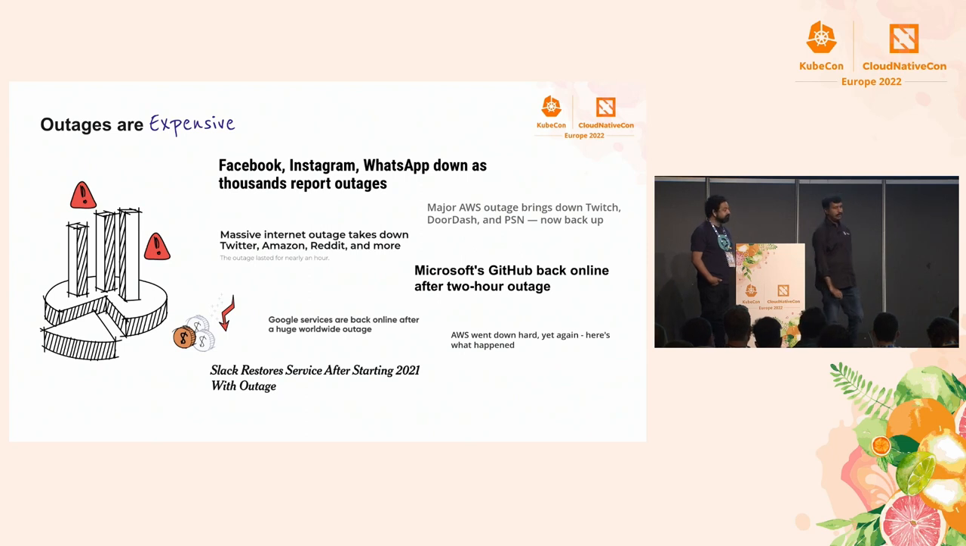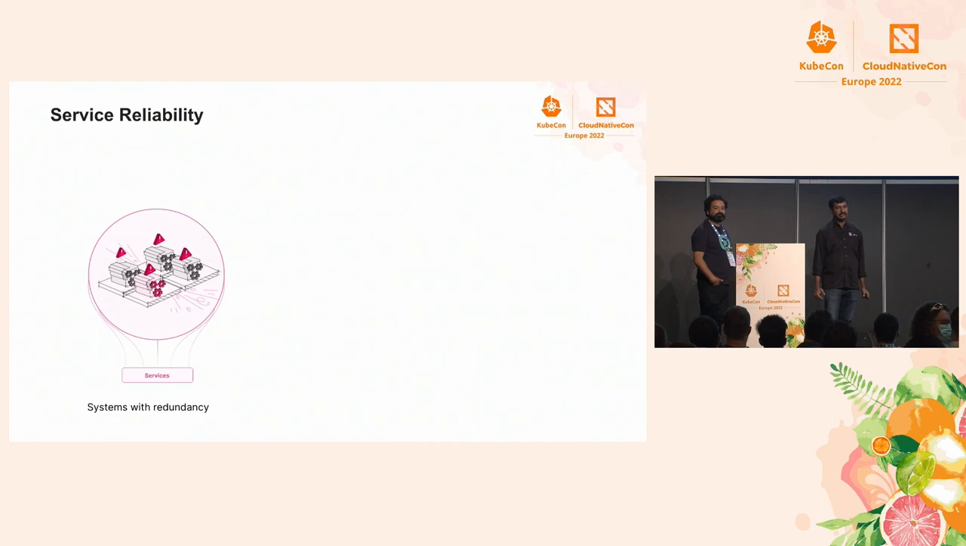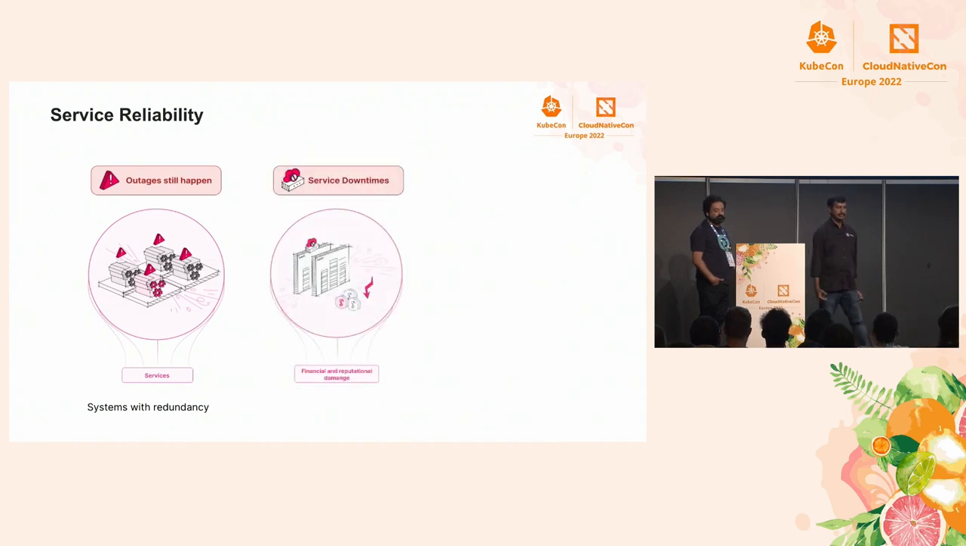So first of all, we all know that outages are expensive, right? We've seen they cause reputational damage, financial damage, and also cause a very hard experience in terms of user experience, net promoter score. So service reliability is very key for all of us in this era of digital transformation. But we all know that services are always built with redundancy, and still failures happen. That's something that's unavoidable. And they cause irreparable damage sometimes.